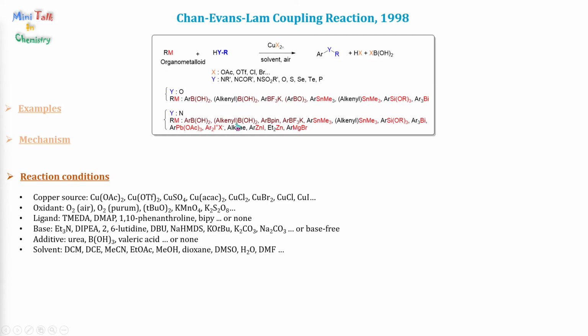To conclude, the copper catalysts are abundant, cheap, and mild, making the Chan-Evans-Lam coupling reaction appealing compared to the Buchwald-Hartwig and the Ullmann cross-coupling reactions. The Chan-Lam carbon-heteroatom bond cross-coupling reaction is complementary to the Suzuki-Miyaura carbon-carbon bond cross-coupling reaction.